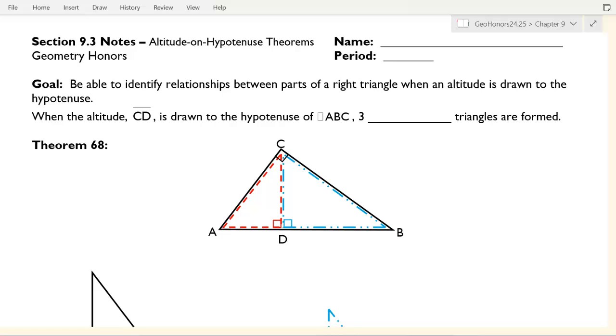So in Theorem 68, we have the big triangle ACB, where angle C is the right angle, and we're going to draw segment CD, which is the altitude, from the right angle C to the hypotenuse side AB. In doing so, we have created three similar triangles. Those are triangle ADC, triangle CDB, and triangle ACB.